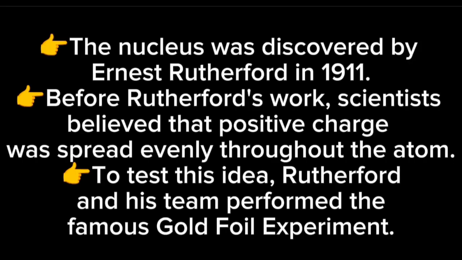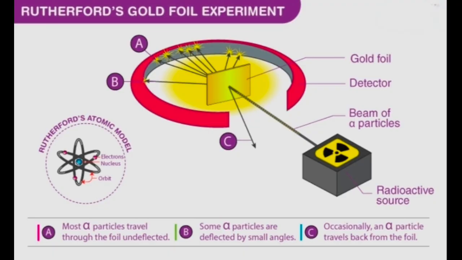Discovery of the nucleus. The nucleus was discovered by Ernest Rutherford in 1911. Before Rutherford's work, scientists believed that positive charge was spread evenly throughout the atom. To test this idea, Rutherford and his team performed the famous gold foil experiment. Rutherford's gold foil experiment. In this experiment, alpha particles were fired at a very thin sheet of gold foil. Scientists expected the particles to pass straight through. Most of them did. However, some particles were deflected at large angles. And a very small number bounced back toward the source.